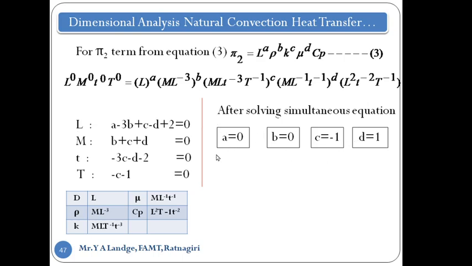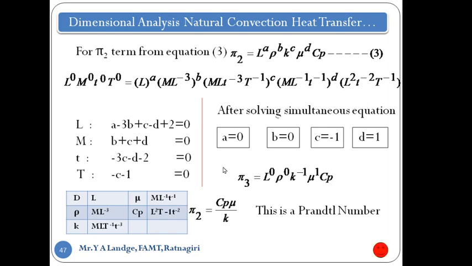And now this power you have to put in this equation. So pi 2 is equals to what? A is 0, so I am writing L raised to the power 0, B is 0, rho raised to the power 0, C is minus 1, so K raised to the power minus 1, and D equals to 1, so mu raised to the power 1. So I am writing Cp. So I am writing this equation by putting the powers. So this is cancelled term and only we got K raised to the power minus 1, mu raised to the power 1 and Cp. So we write this equation, that is pi 2 is equals to Cp mu by K. And this group is nothing but the Prandtl number.